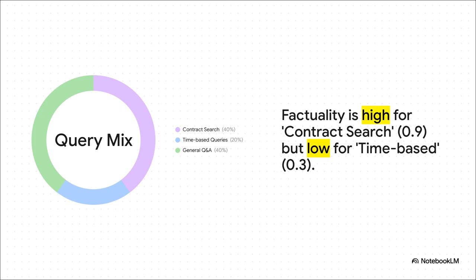But watch what happens when we break that same number down by what the user was trying to do. All of a sudden, you have a roadmap. You can see, wow, we are crushing it with contract searches. But for any kind of time-based question, we're a total disaster. Now you know exactly where the fire is.